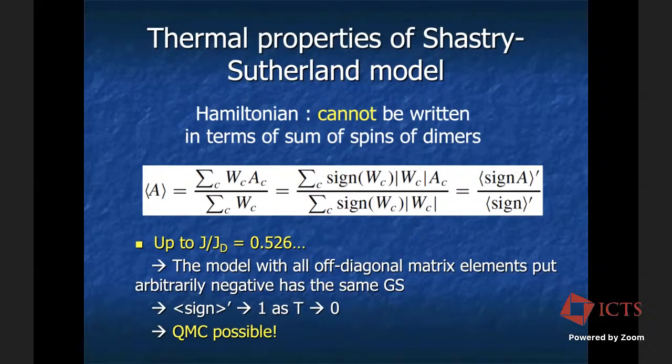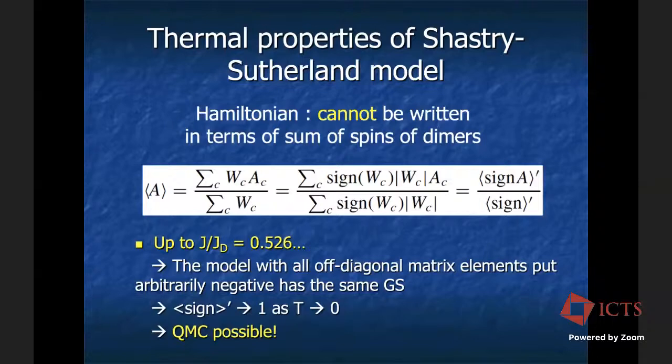So we're back to a problem, but it turns out that for the Shastry-Sutherland, this is not always a killing problem. And that's again a big surprise, that it is possible, even when there is a minus sign, under certain circumstances, to do quantum Monte Carlo. It turns out here that up to a ratio J over JD of 0.526, there is a numerically exact result for that. It is possible to do Monte Carlo because the model that would be probed with this, that is the model that will have all off-diagonal matrix elements made arbitrarily negative, has the same ground state as the physical model.